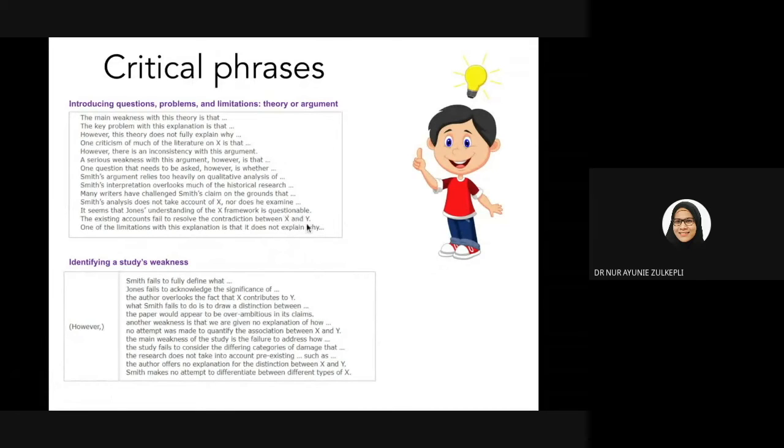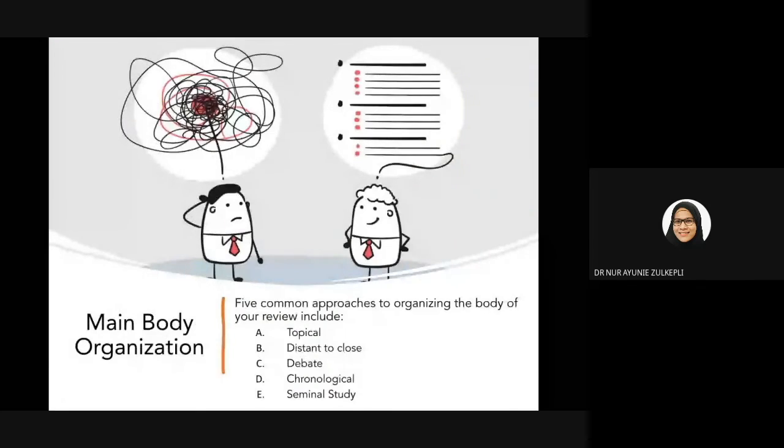Okay. And to identify study weakness: However, the author overlooked the fact that X contributes to Y, for example. Or, however, Smith makes no attempt to differentiate between different types of X. So, if you are able to construct this type of phrases, then your literature review would be very interesting. Okay, interesting to read. Okay.